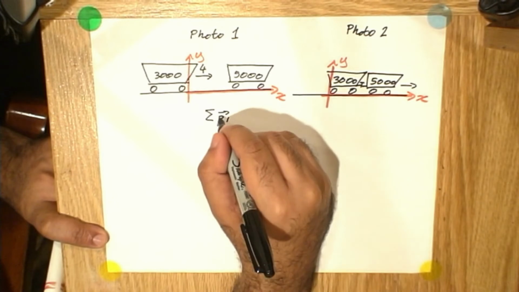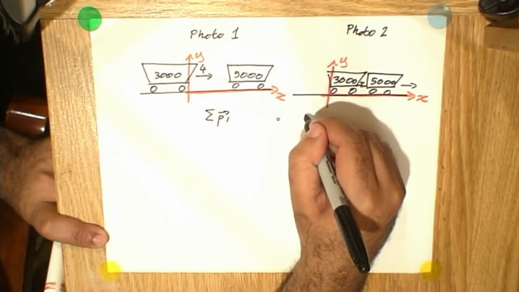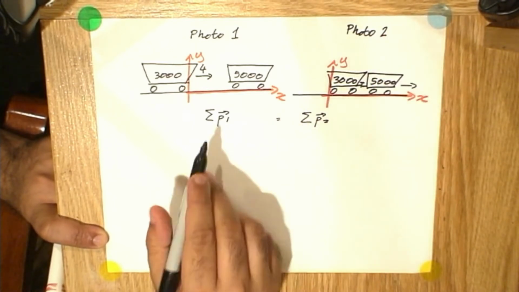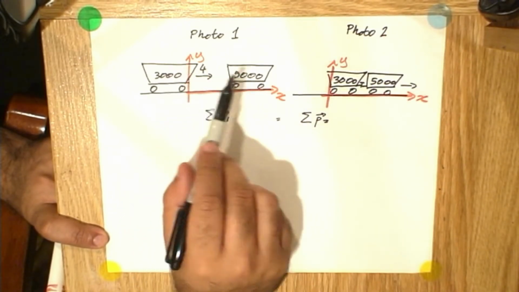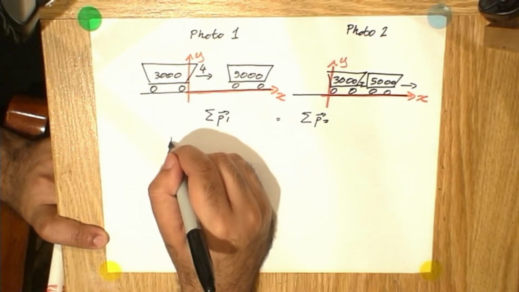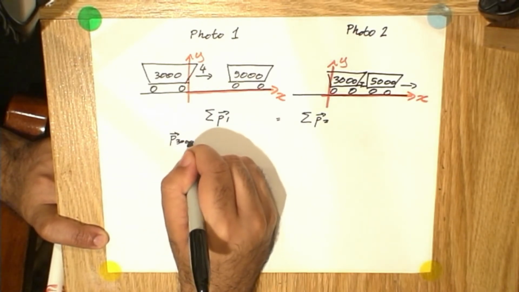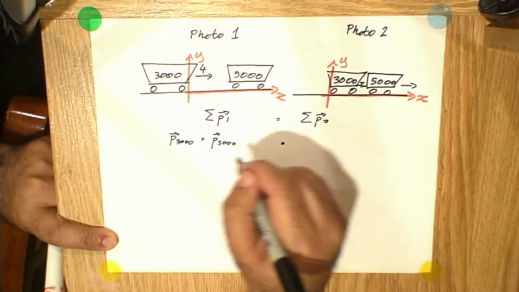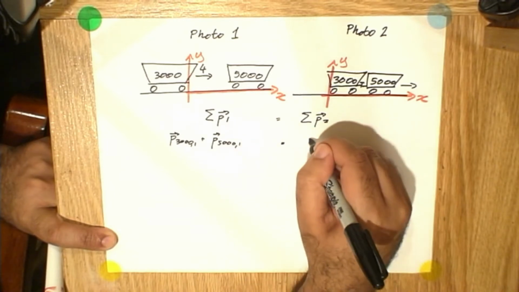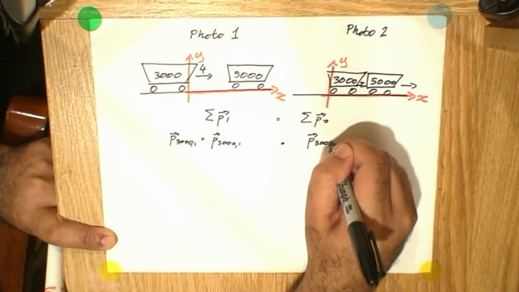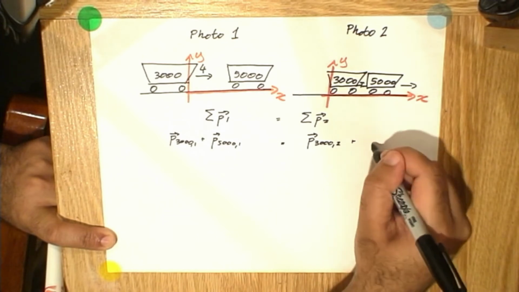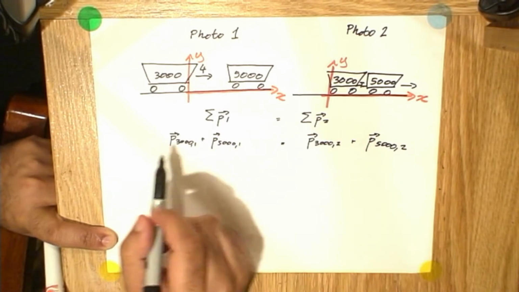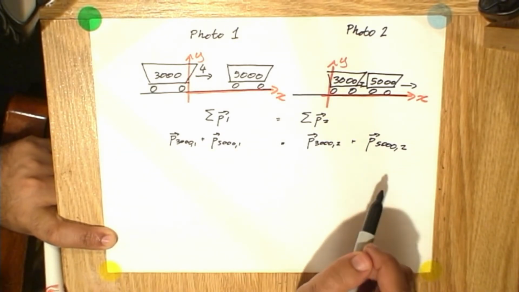So, the total momentum in photo 1 must equal the total momentum in photo 2. The total momentum in photo 1 is this time coming from two different bodies. It would be the momentum of the 3,000 plus the momentum of the 5,000, and that must be equal to the momentum of the 3,000 after the collision plus the momentum of the 5,000 after the collision. Let us expand these out using the definition of momentum.